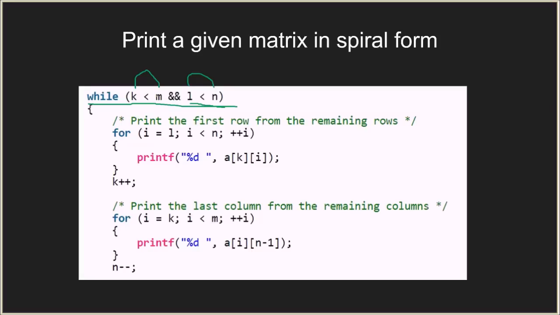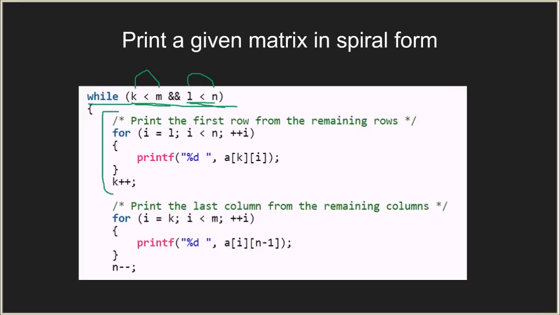So we have this condition that k should be smaller than m and l should be smaller than n to make sure that there are elements in the array to be printed. So till the time elements are there in the matrix to be printed, what we do is we first of all print the elements from left to right.